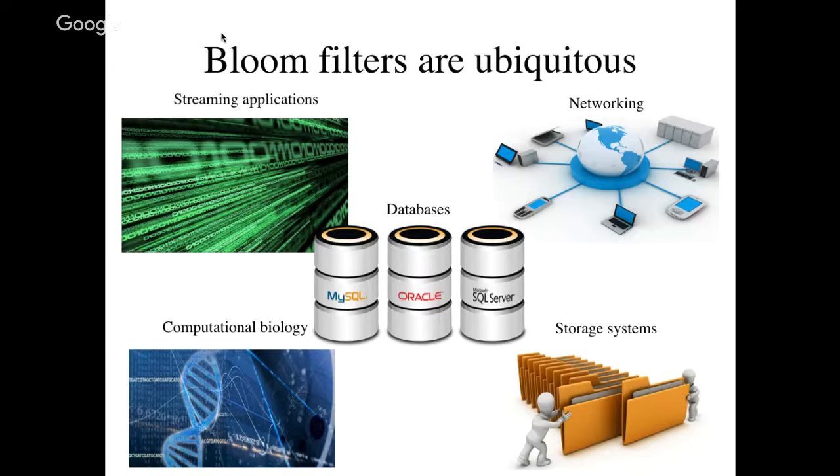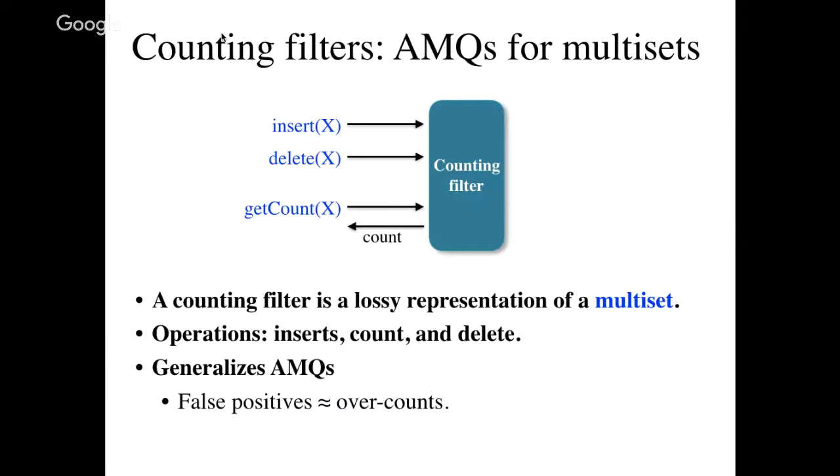Now let's see, what if you want to represent an AMQ not just for a set, but for a multiset? Here is a new kind of data structure known as a counting filter. A counting filter is a lossy representation of a multiset, and it supports operations like insert and query, which are the same as an AMQ for a set, but at the same time, it also supports deletes and the count operation. You can query for the count of any particular element.